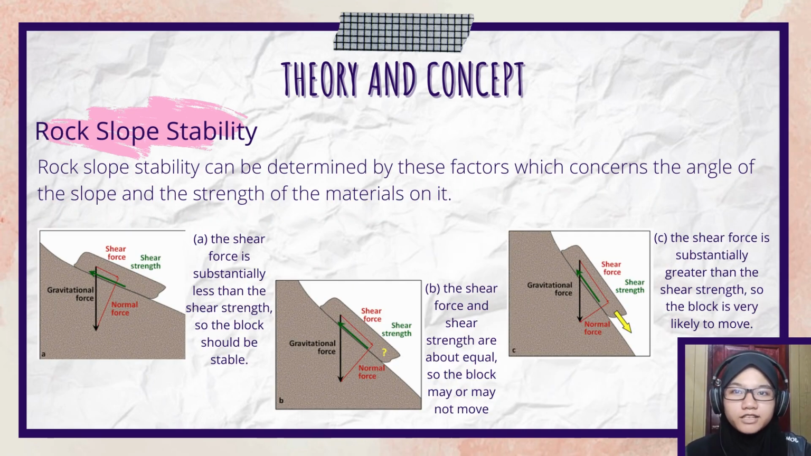Rock slope stability can be determined by factors concerning the angle of the slope and the strength of the material on it. As in the three figures below, for figure A, the shear force is substantially less than the shear strength, so the block should be stable. For figure B, the shear force and shear strength are about equal, so the block may or may not move. For figure C, the shear force is substantially greater than the shear strength, so the block is very likely to move.